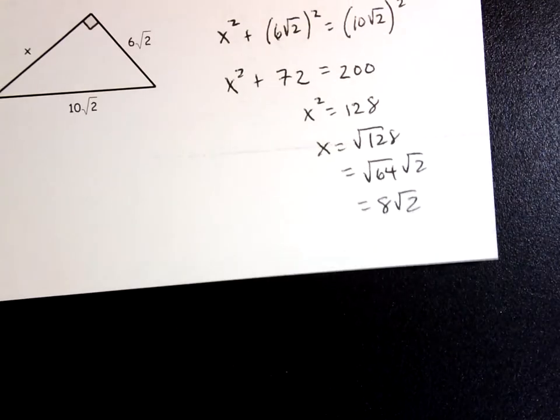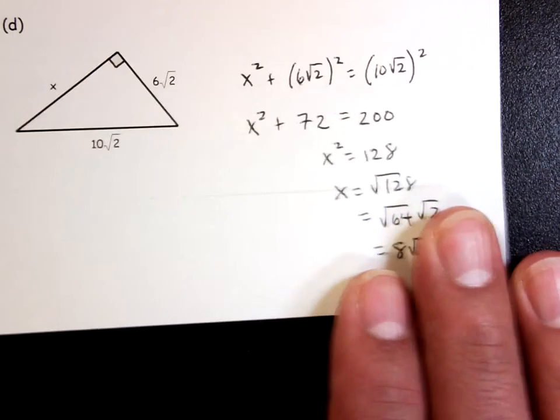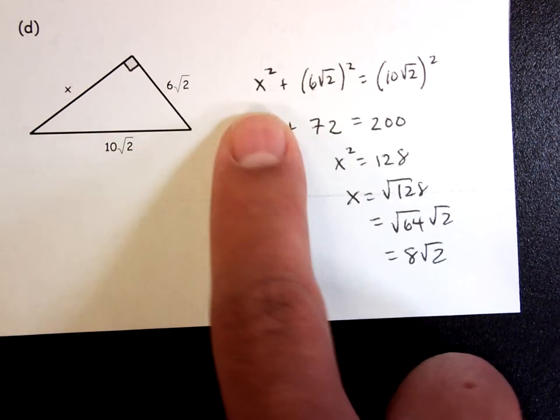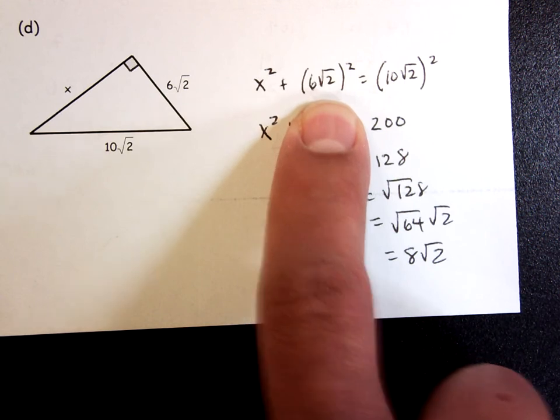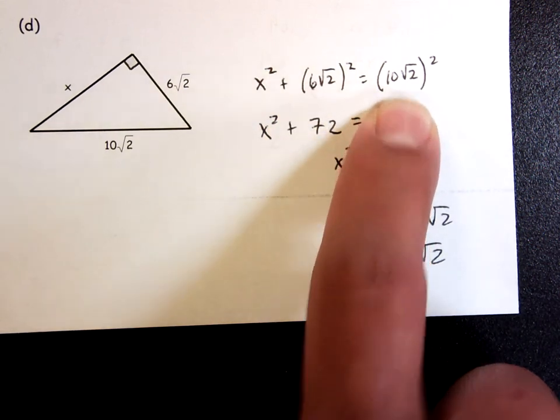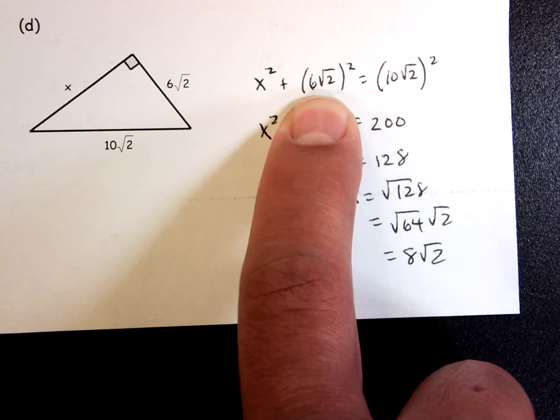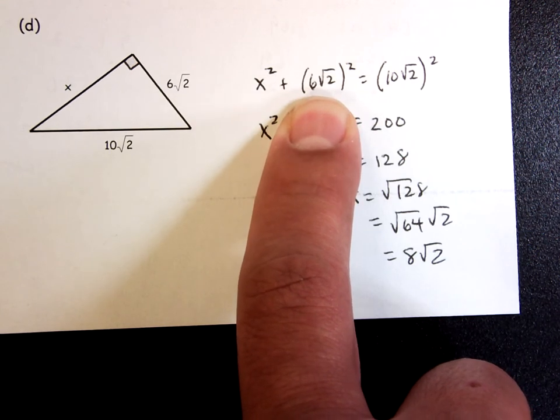Okay, and the last one on this page. A squared plus b squared equals c squared. Again, so x squared plus 6 root 2 squared equals 10 root 2 squared. Bring down my x squared. So 6 root 2 squared means I have to take 6 root 2 and multiply it by 6 root 2. So again, the two numbers on the outside multiply together. So 6 times 6 gives me 36.